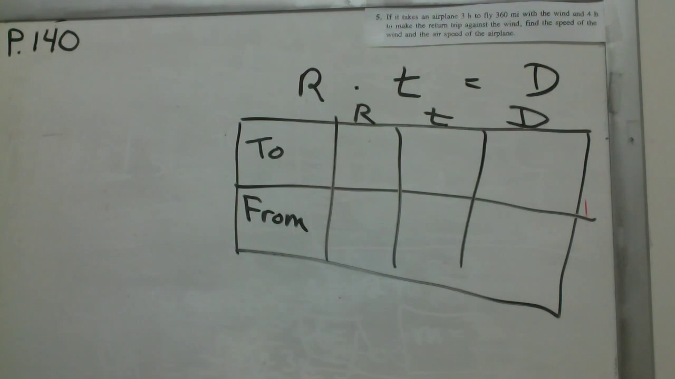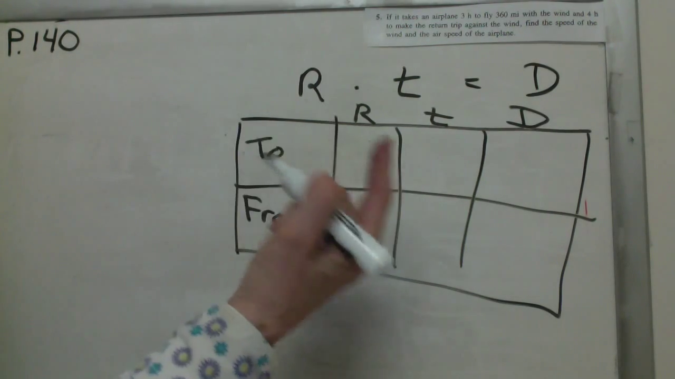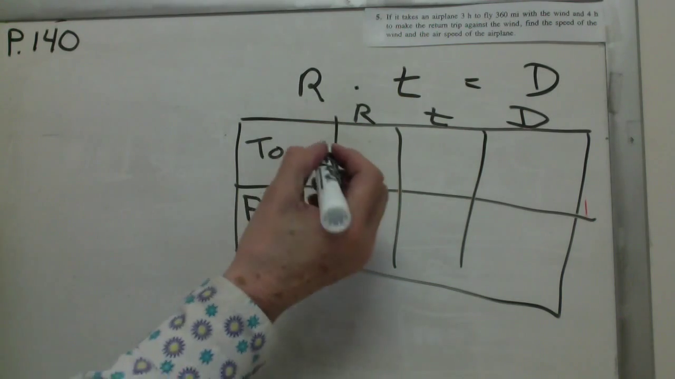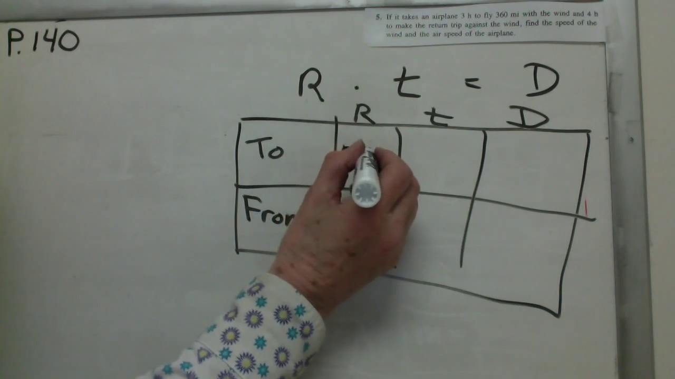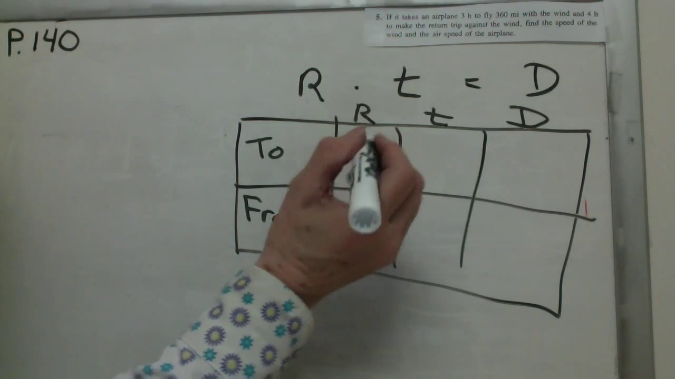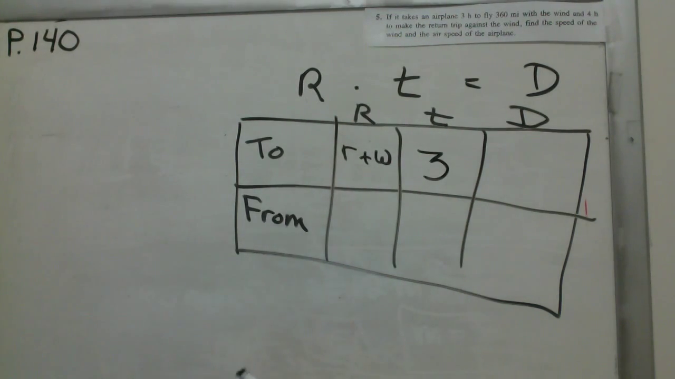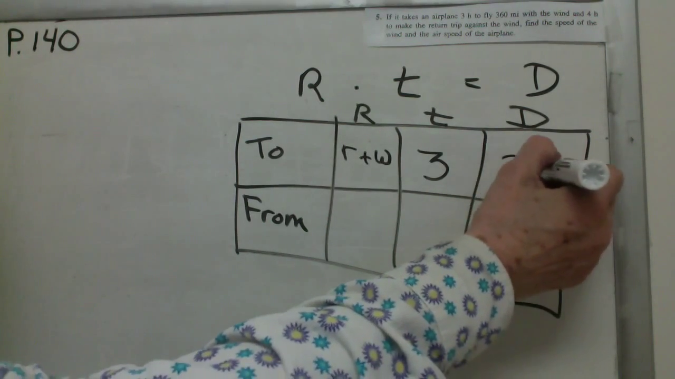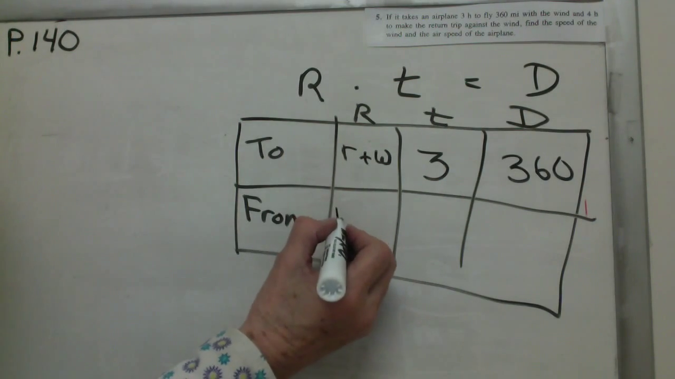So basically, what you have to think about when you're dealing with an airplane and the wind is the rate when you're going to, and they said to was with the wind, so you do the rate plus the wind, so I did R plus W. The time was 3 hours, and the distance was 360 miles.